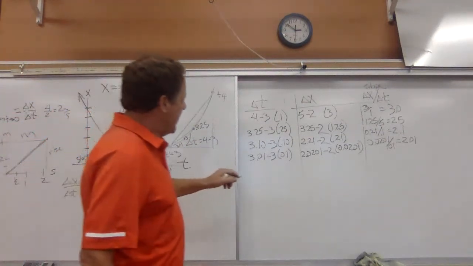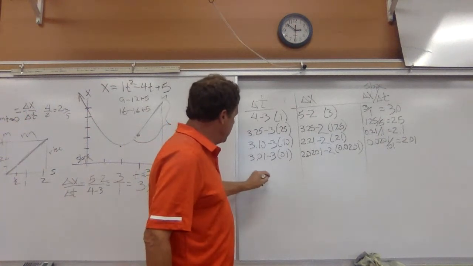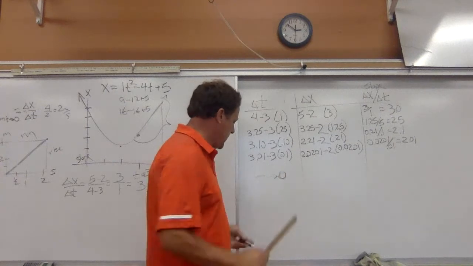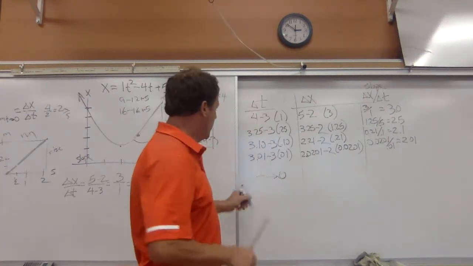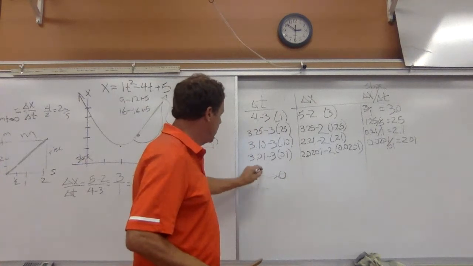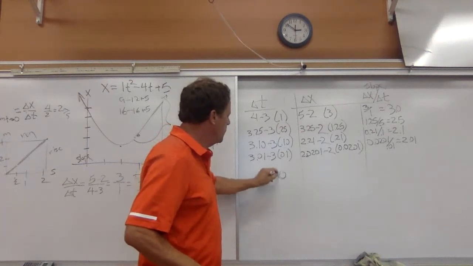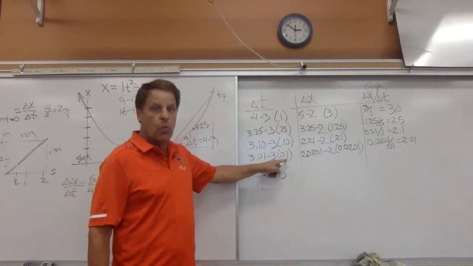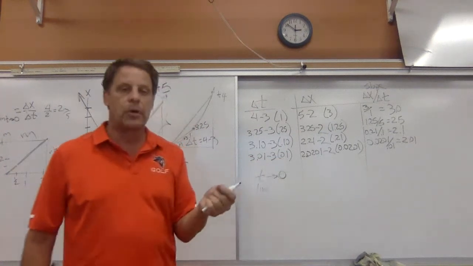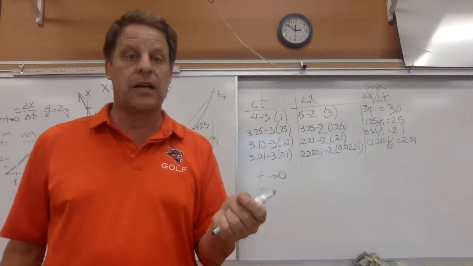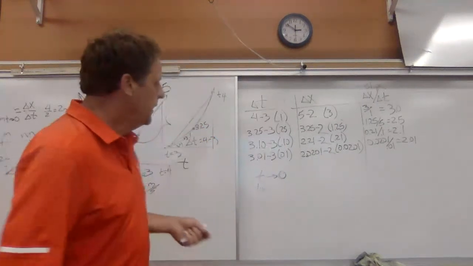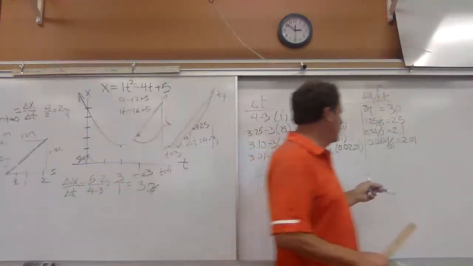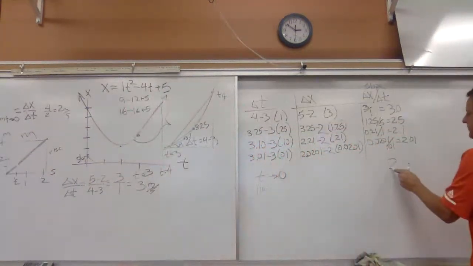But as we make this t approach 0, and this is known as the limit, as t approaches 0. So if we made this point 0.00001, what number is it coming close to? And we can see here through this trend, it is approaching 2.